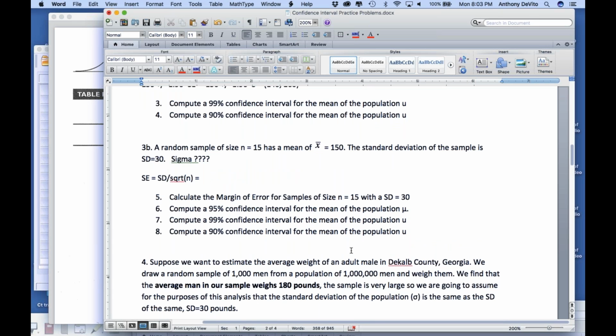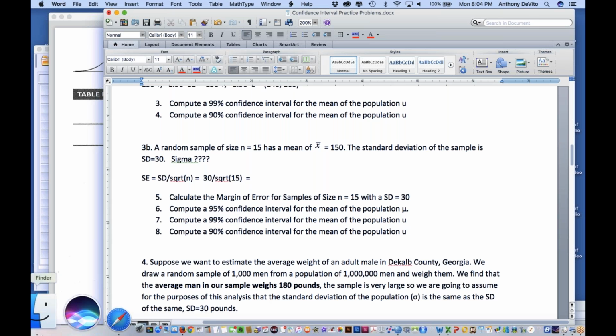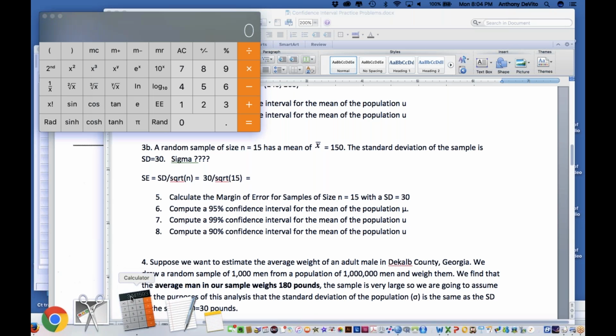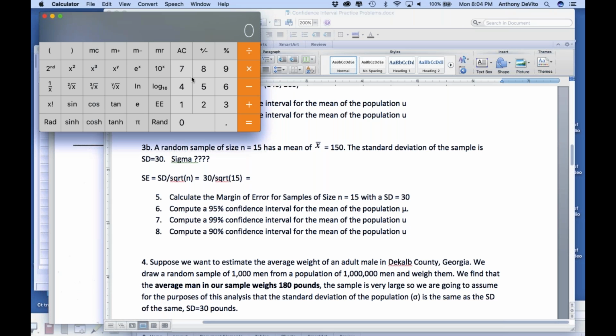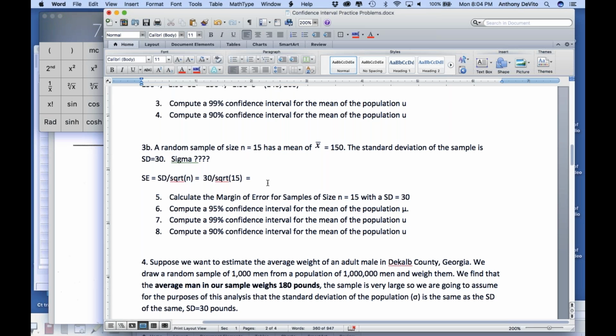Standard error is equal to the standard deviation of the sample divided by the square root of the sample size, because I don't know what sigma is. So what is the standard deviation? It's 30, just like it was before, divided by the square root of 15. I actually have to do a calculation now to calculate that. Let's see, calculator. Thirty divided by the square root of 15 is about 7.75. Okay, that's my standard error.